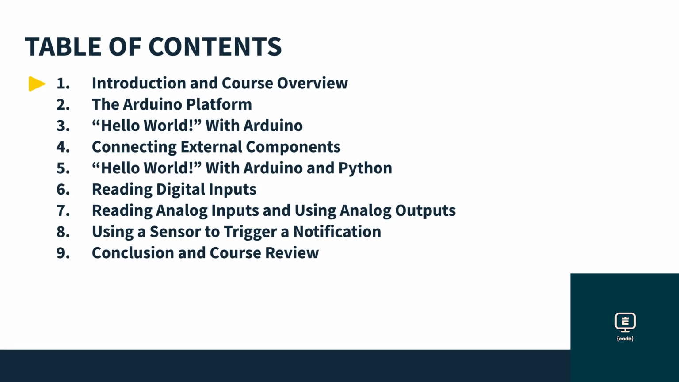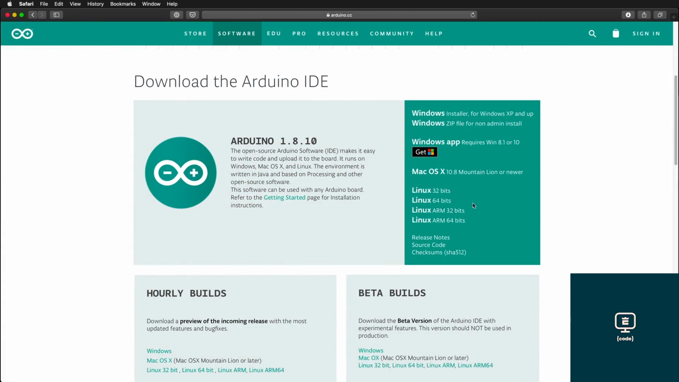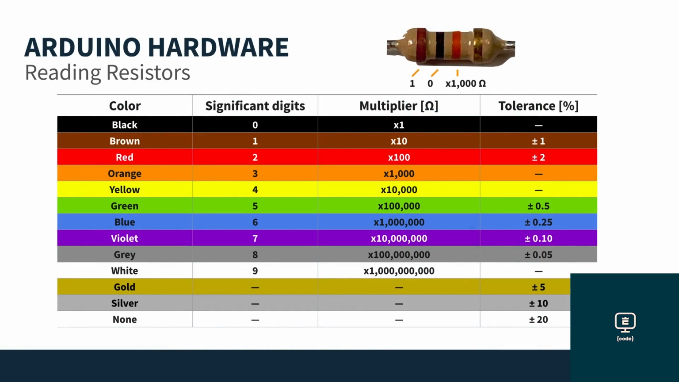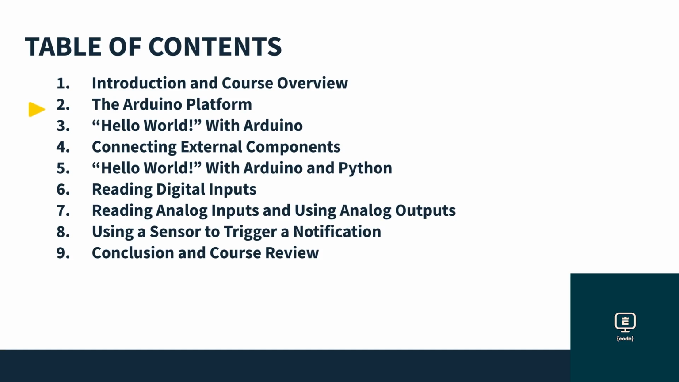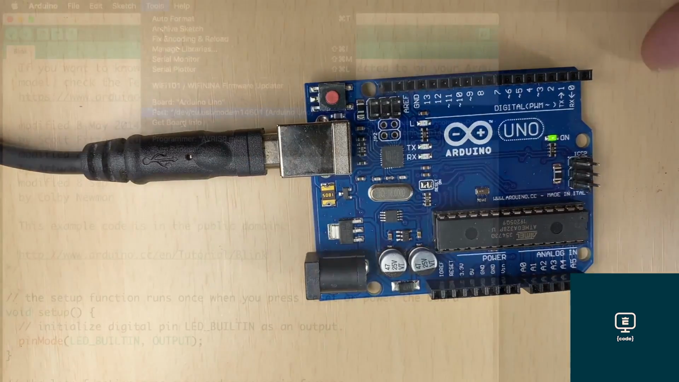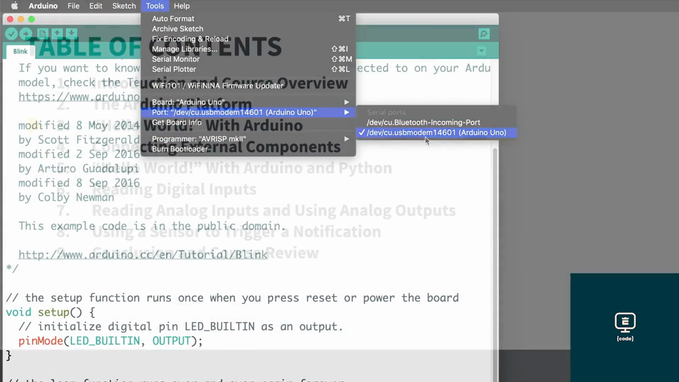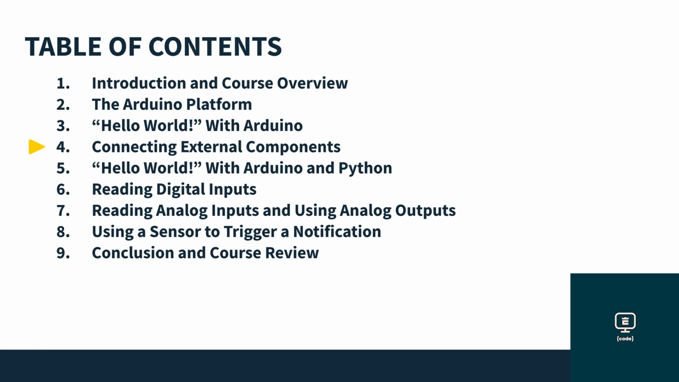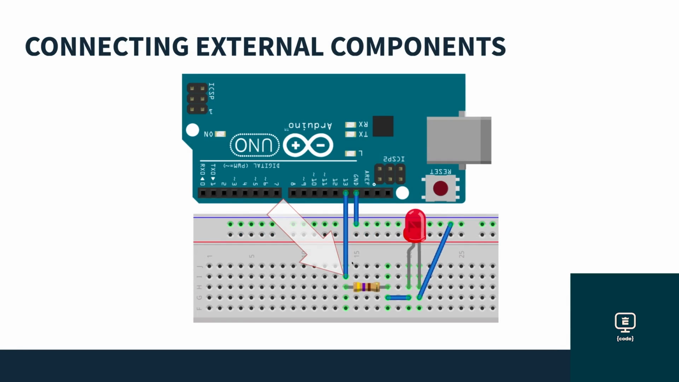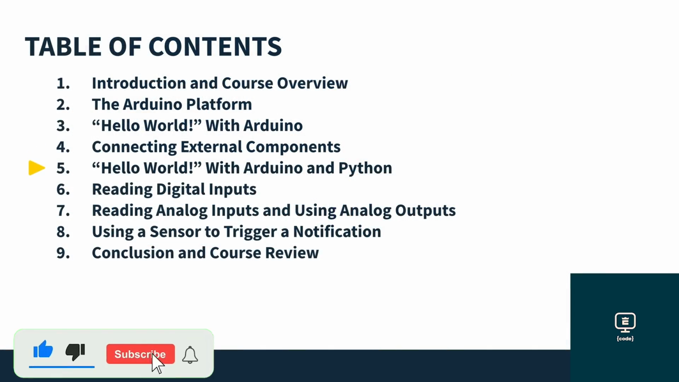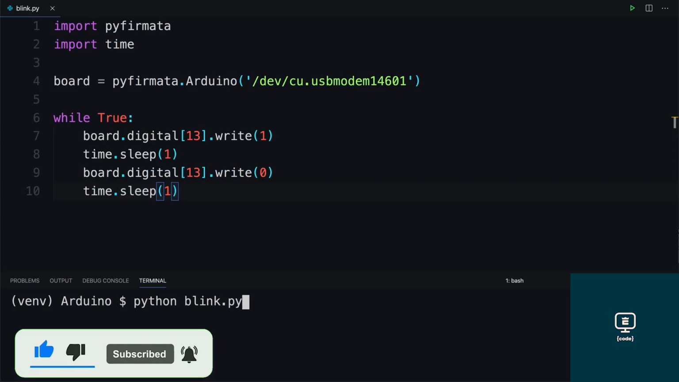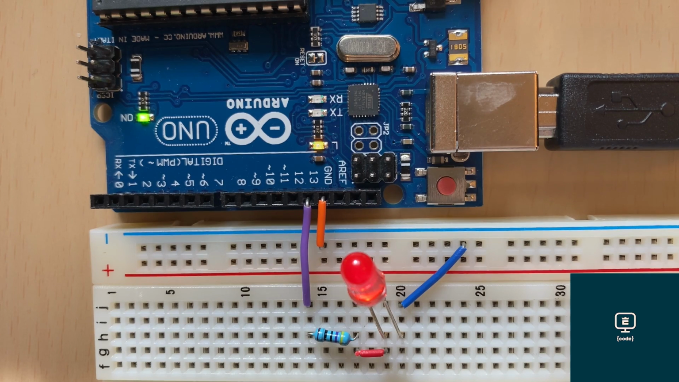It started off with an introduction and course overview. Then you moved into the Arduino platform. You installed the Arduino IDE and learned a little bit about resistors and using a breadboard. Then you set up your first program using the Arduino, sort of a hello world, and connected your Arduino to your PC and set up its ports. Next, you started to connect external components to your Arduino board. Then you set up the Arduino and the Firmata protocol to be able to have it talk to Python and redid that hello world program.